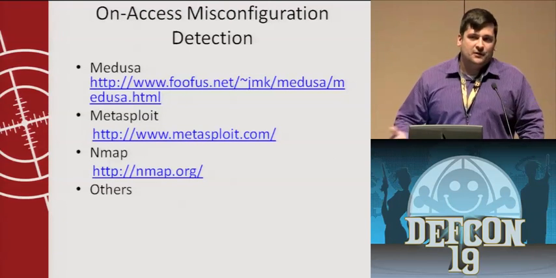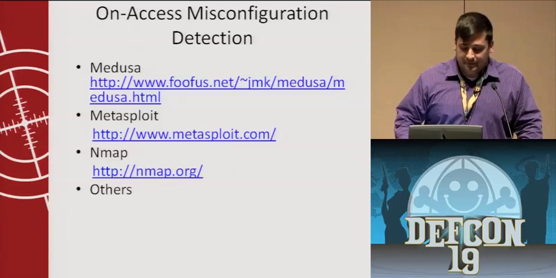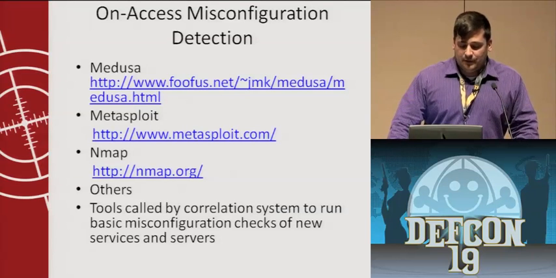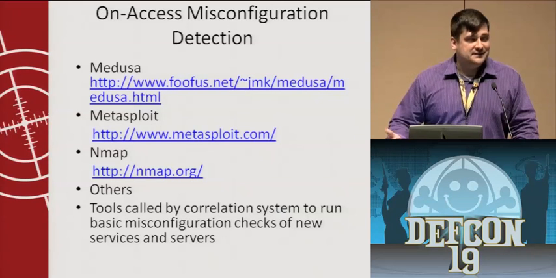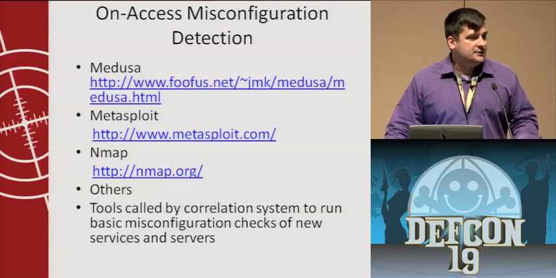I have a few others for odds and ends. They're specialized things like looking for open proxies, stuff like that. But these are the ones that are the workhorses of this particular system. These tools are called by the correlation system to run basic misconfiguration checks of any new servers and services seen on the network. And that comes from the NetFlow data as well as the Snort data.